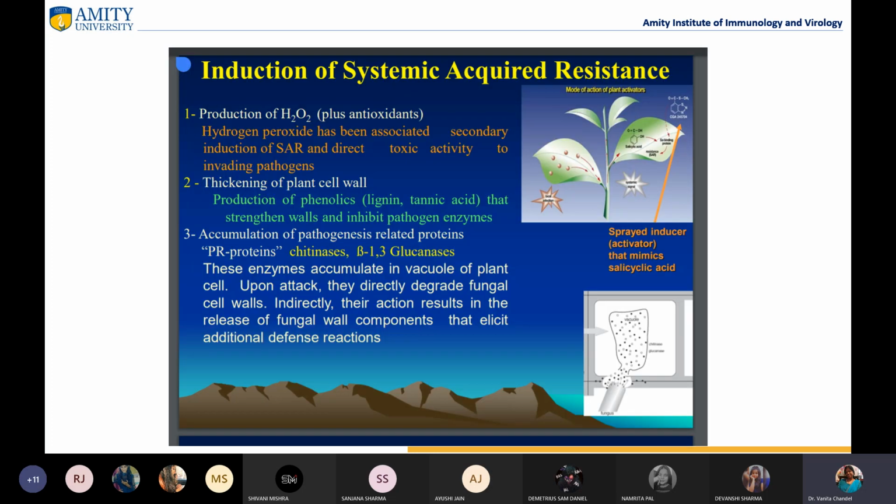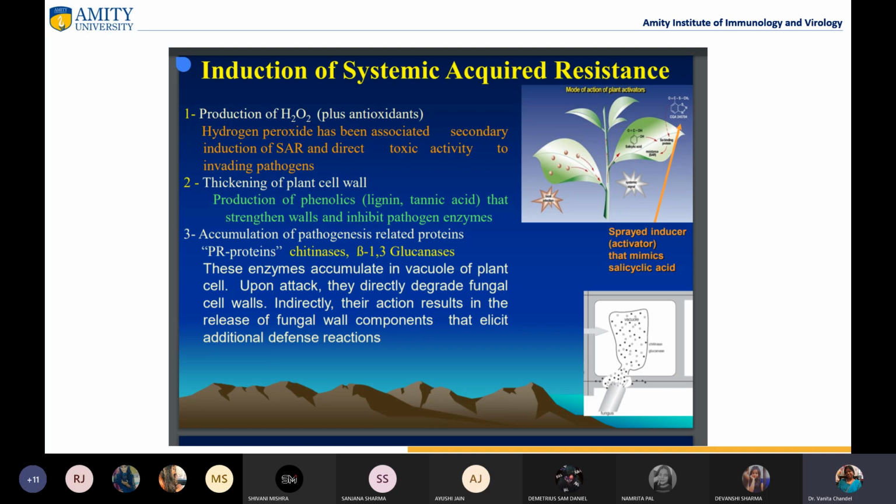So in the induction of systemic acquired resistance, how does it happen? What happens after that? First, there is production of hydrogen peroxide and a number of antioxidants. Hydrogen peroxide, we know, is associated with secondary induction of systemic acquired resistance, and it has direct toxic activity against the invading pathogens. Number two is the thickening of the plant cell wall. This leads to the production of phenolics and certain lignins and tannic acids, which strengthen the walls and inhibit the pathogen enzymes.